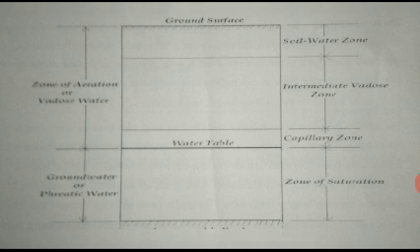Zone of aeration or zone of suspended water. The zone of aeration consists of interstices occupied partially by water and partially by air. This zone is divided into three subzones.